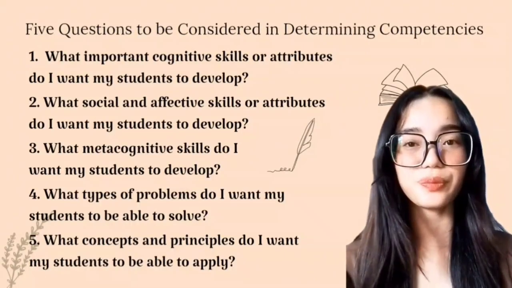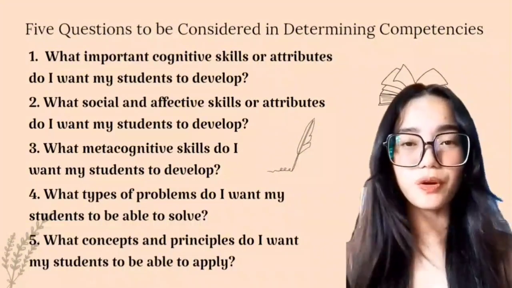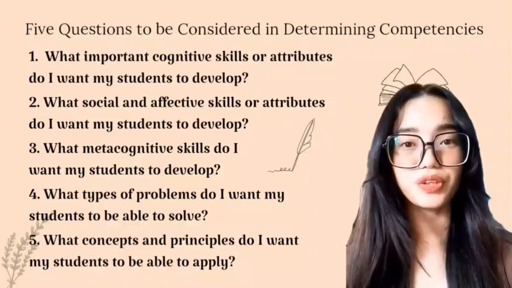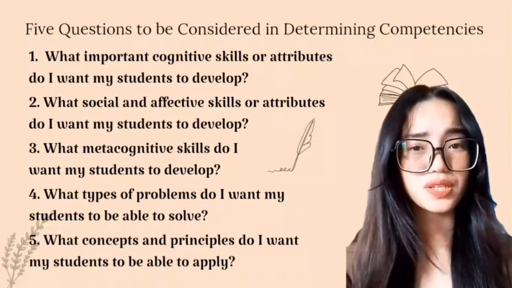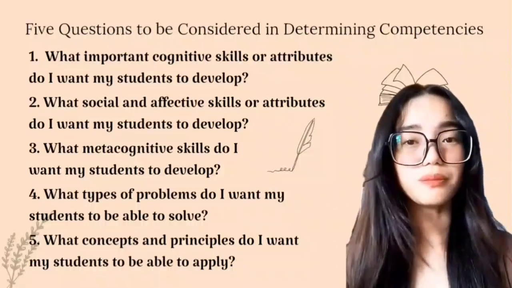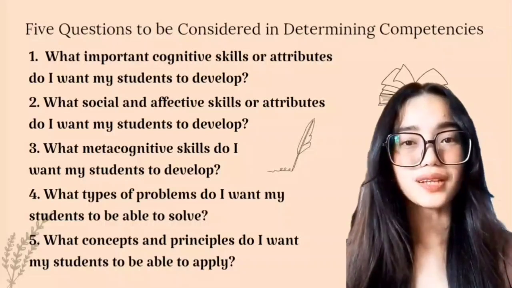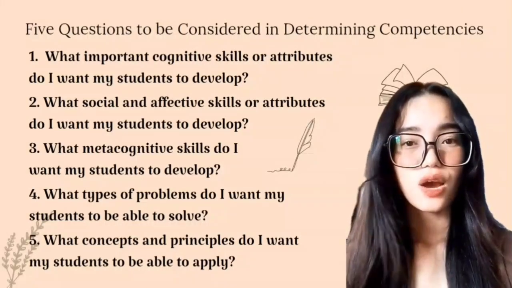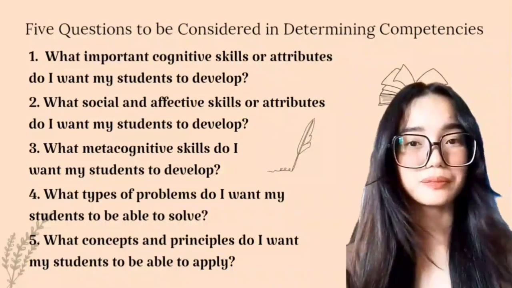So here are some basic questions which teachers ask in determining possible learning competencies. Number 1, what important cognitive skills or attributes do I want my students to develop? Number 2, what social and affective skills or attributes do I want my students to develop? 3, what metacognitive skills do I want my students to develop? 4, what types of problems do I want my students to be able to solve? And last, what concepts and principles do I want my students to be able to apply?